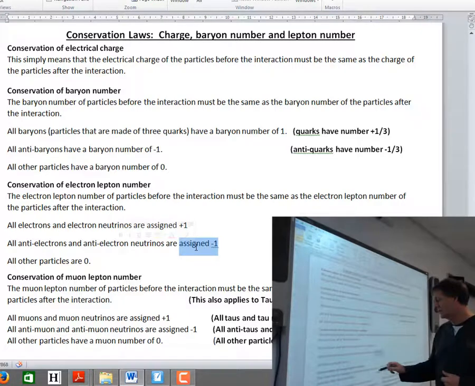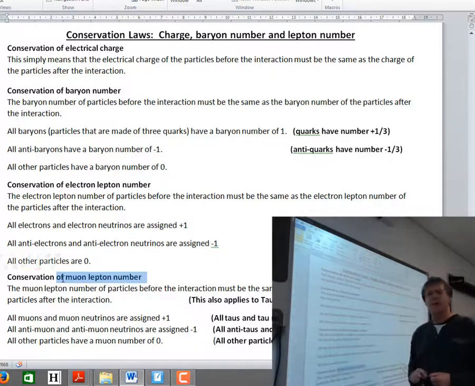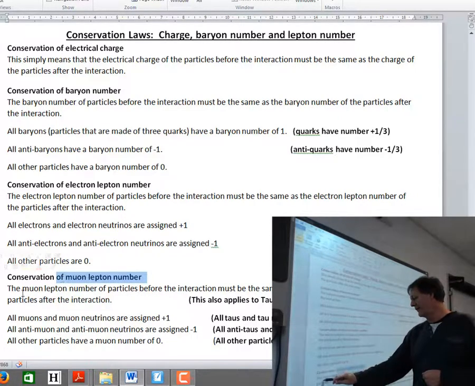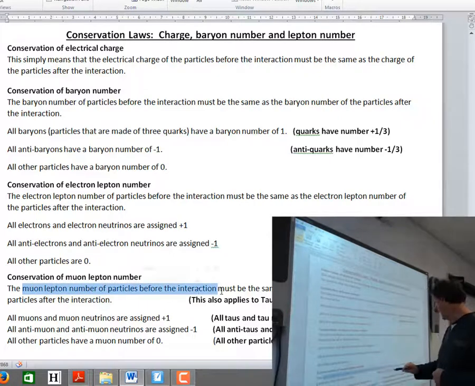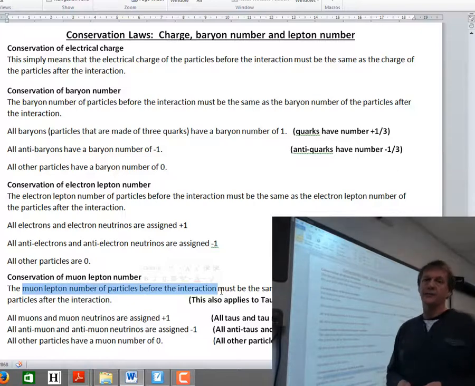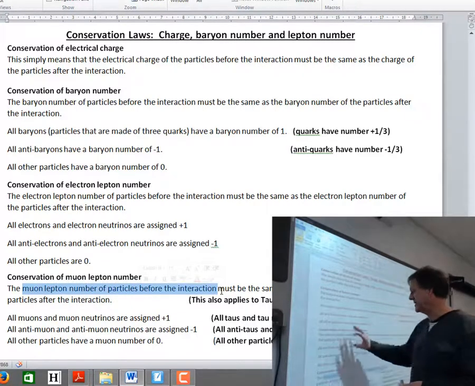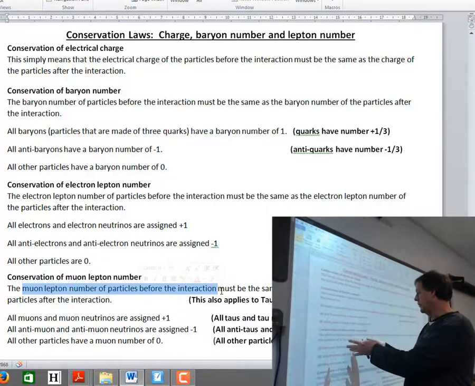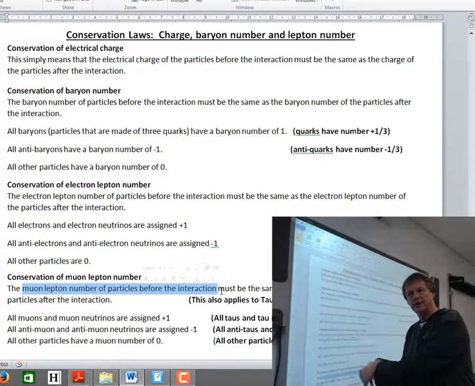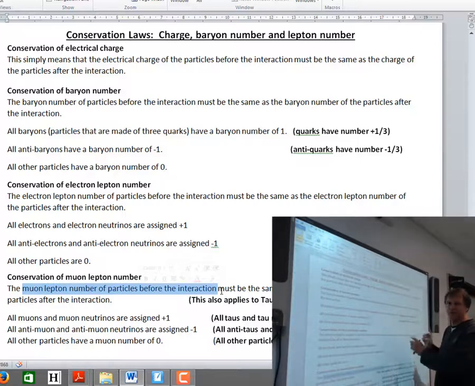The same thing applies if you've got muons and muonic neutrinos. The muon lepton number needs to be conserved as well. So don't forget that muons have a lepton number of 1, and so does a muonic neutrino. Whereas an anti-muon would be -1, and an anti-muonic neutrino would also be -1. So you can't mix these together and say it's got one electron on one side and another electron on the other side which happens to be a muonic one.